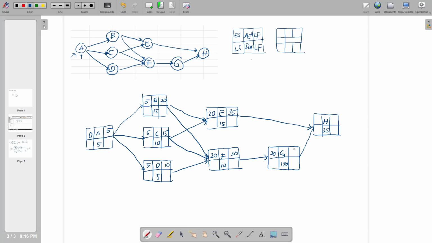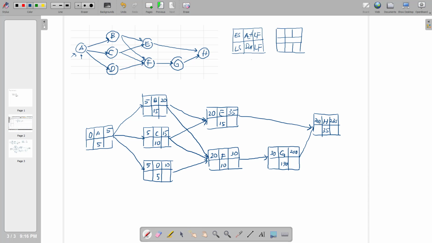Okay, 30 plus 170, we have 200. Now activity H, you have to choose between 35 and 200. So we will set this one as 200. Now 200 plus 35 will be 235. So the early finish of activity H, which is the end of the project, is 235.